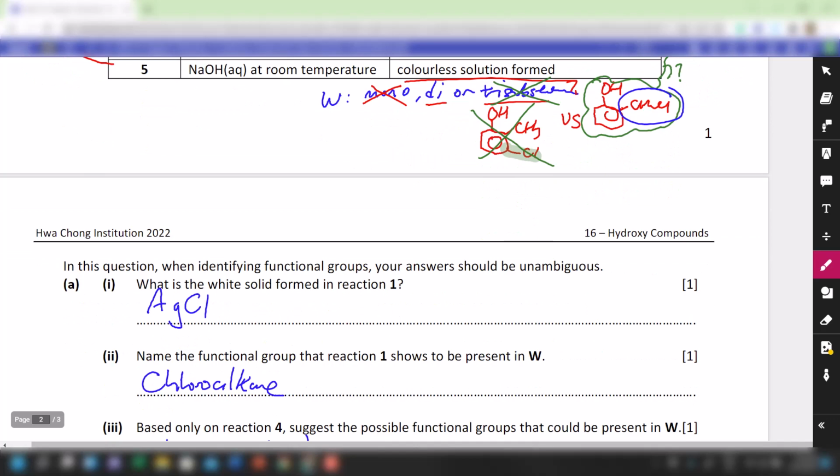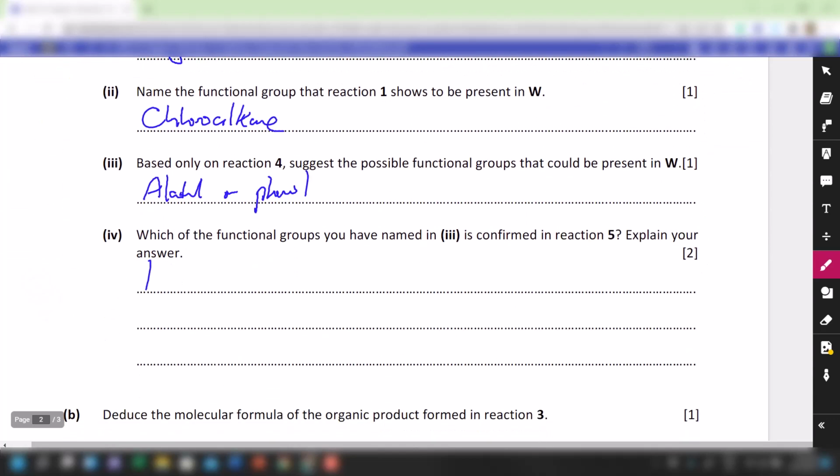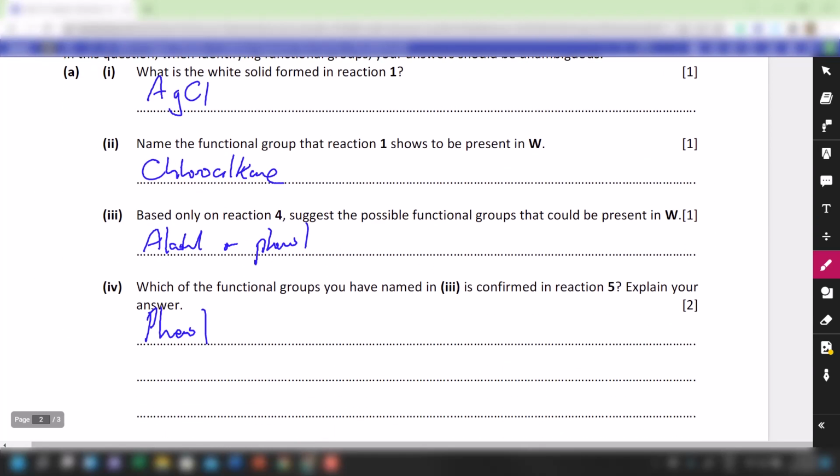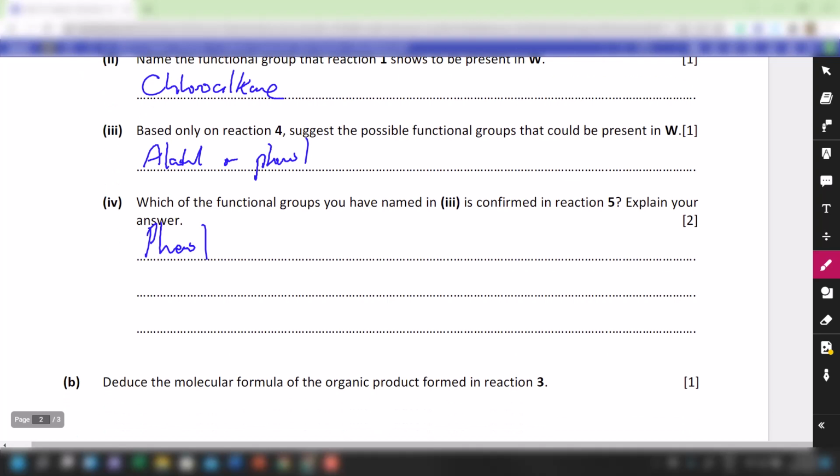Okay, so from here I think it is quite obvious that we are looking at phenol here, because only phenol can undergo acid-base neutralization reaction with sodium hydroxide. Yeah, so that is the very basic conclusion we can have. Why is that the case? Because phenol is acidic enough to react with sodium hydroxide. Yeah. Why is that the case?